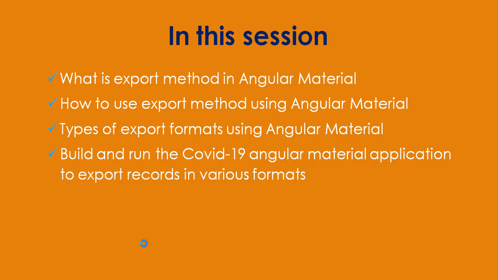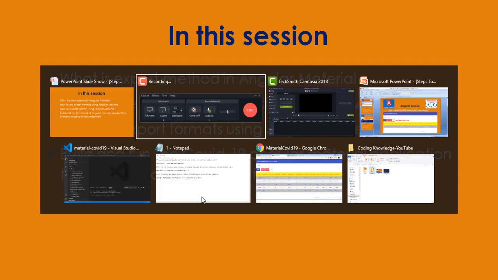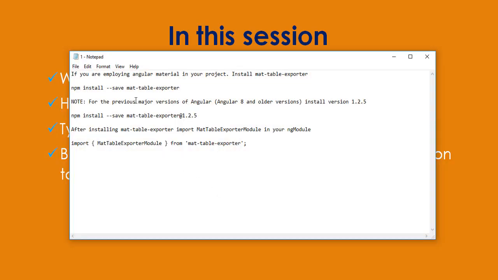To do so we go to the notepad. So if you are employing Angular material in your project, install MatTable-exporter. You need to install this package first. For this a command is required. And note, if you are using a previous version, that is Angular 8 or older, then you should install 1.2.5. The command for this is npm install --save MatTableExporter@1.2.5. My Angular version is 9, so I need to install for this package. For this you need to execute this command first.